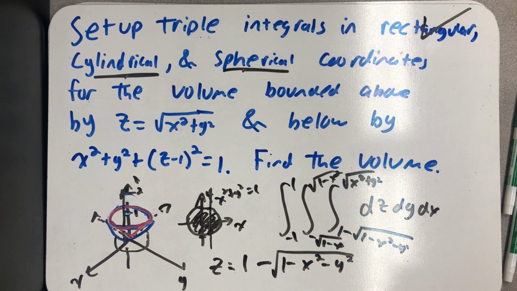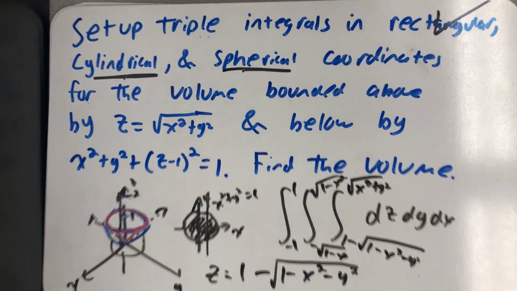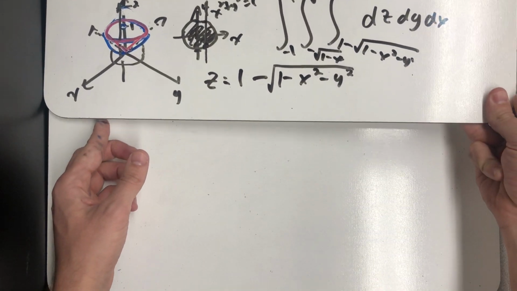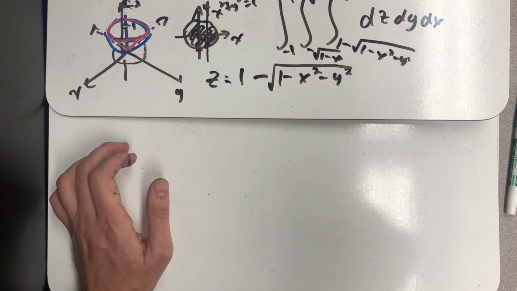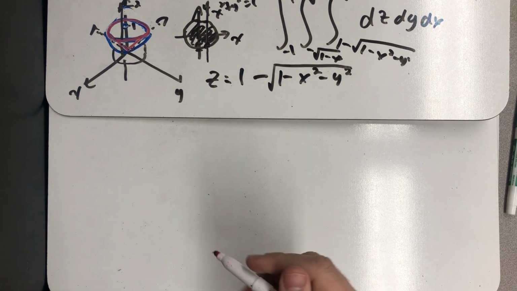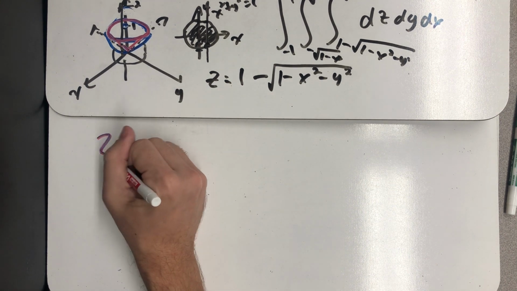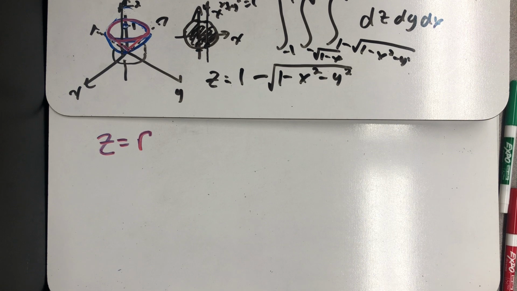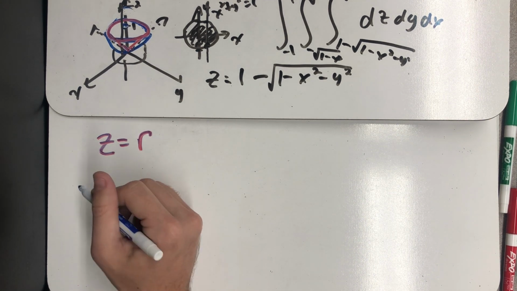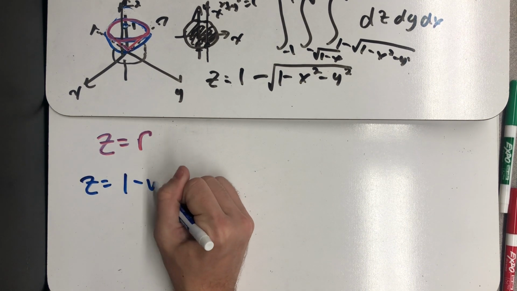So let's now see if we can move into the cylindrical world. Well, thinking about this region in space, I know the cone, z equals the square root of x squared plus y squared, is z equals r. Already easier in cylindrical coordinates. And the sphere itself, I now need to think of in cylindrical coordinates, but I had it solved for z already.